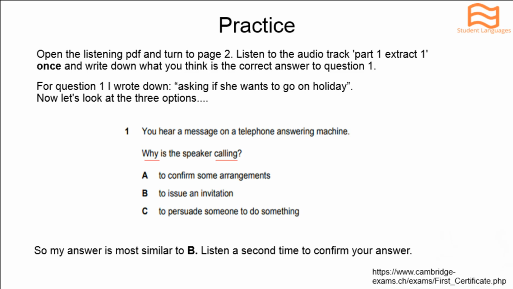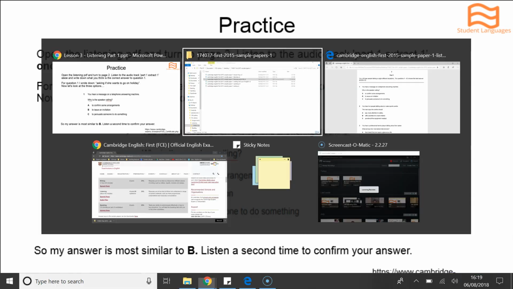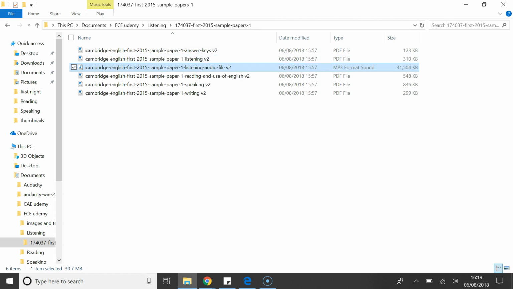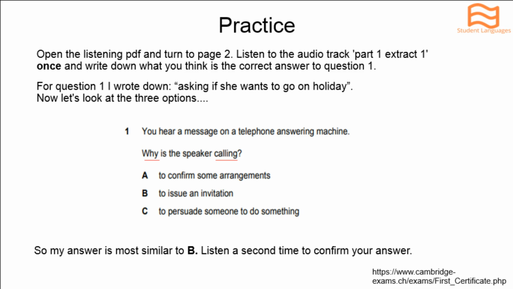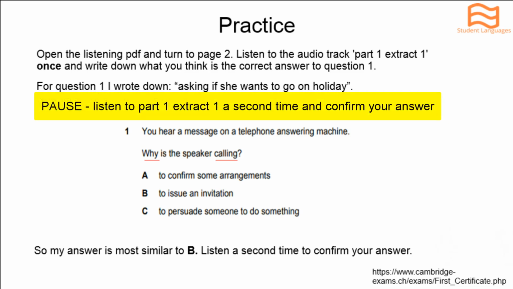So then, what I'd like you to do is see if you have the same answer, and every time in the listening exam you get to listen twice to each extract. So now you can go back to the audio track, which again you can open from this folder we downloaded earlier. Open this, continue with the recording, or go back to the beginning and press play again. Listen to extract 1 one more time, and confirm your answer this second time when you're listening. So pause this video now, listen to extract 1 for a second time, and then press play.